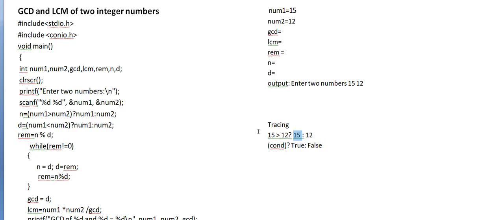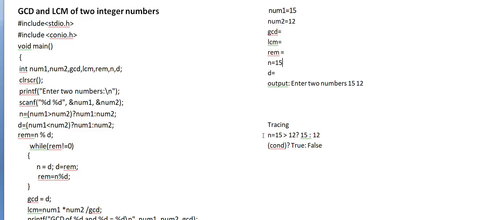So 15 will be assigned to the n value, as they have given that n is equal to. So 15 is greater than 12. Condition is true, it will take the value 15. So n will hold the value 15. I think it's clear, right? Okay, so next thing, d is equal to n1 less than n2. So what will it take under this condition?